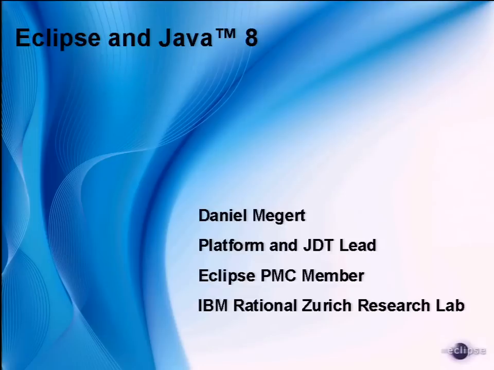My name is Daniel Meggert. People call me Danny. I have worked on Eclipse for more than 15 years now. I was one of the original committers in 2001 when Eclipse got open sourced, and since then I've worked on almost all components in the SDK. I also contribute to EGit and other projects. Currently I'm the Platform and JDT lead, and I represent the top-level project in the Planning Council, and I'm also a member of the Eclipse PMC. I'm working in Zurich at the IBM Rational Zurich Research Lab in IBM Research.